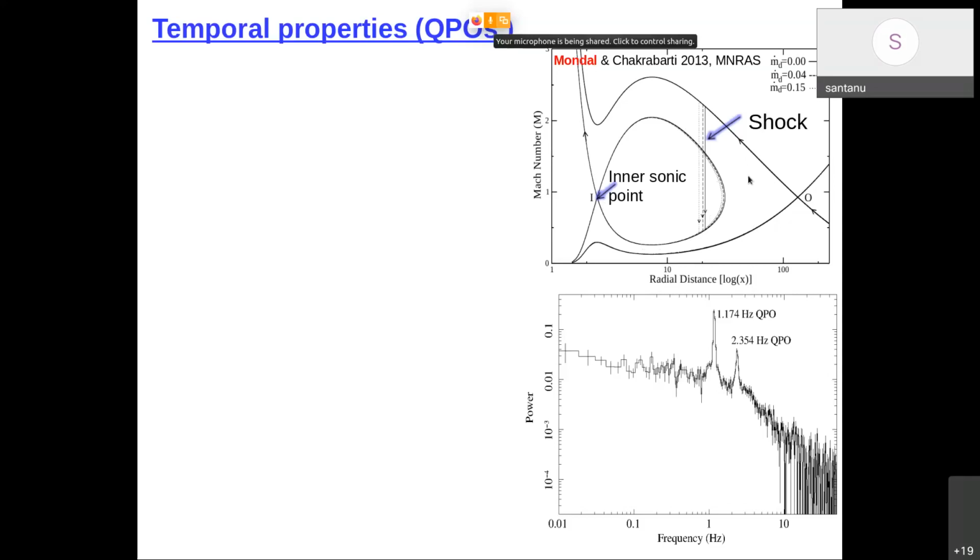But it is not necessary that a shock will always be present. Therefore, matter can pass through the outer sonic point, be supersonic, and just enter into the black hole. However, these three transition lines are for three different accretion rates, that means three different cooling rates. As the accretion rate increases, this shock moves inward, that means the size of the corona changes. In this lower panel, I already discussed the QPO frequency, so I just put it for completeness.